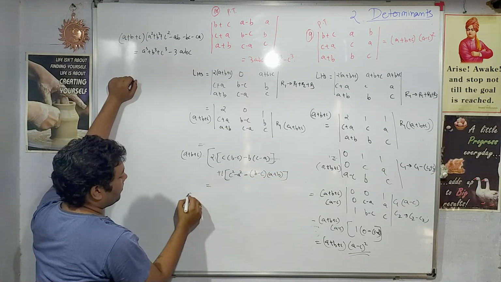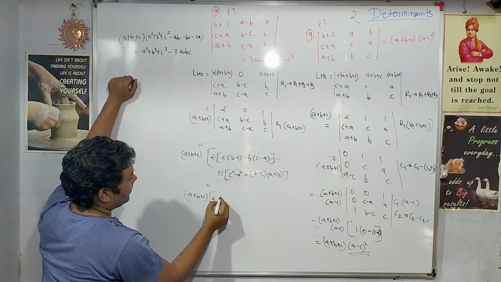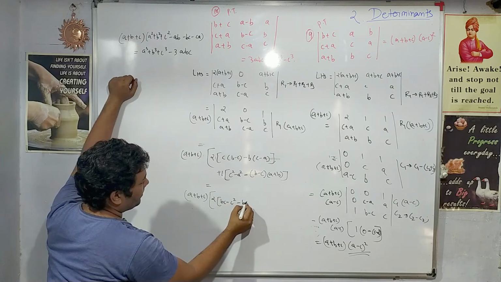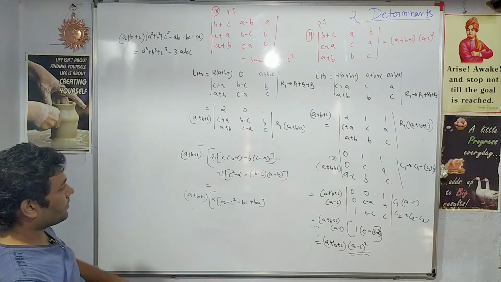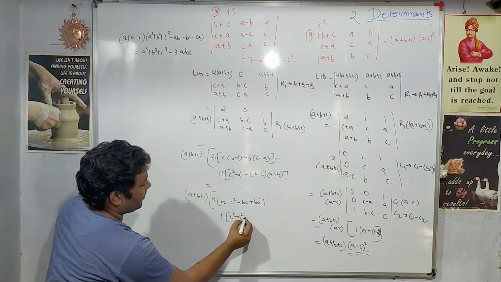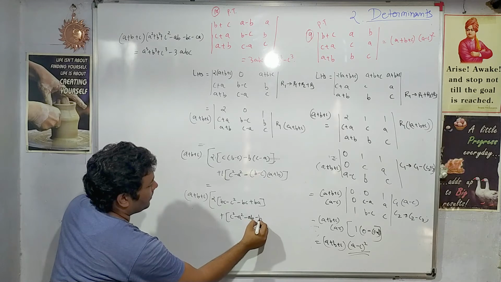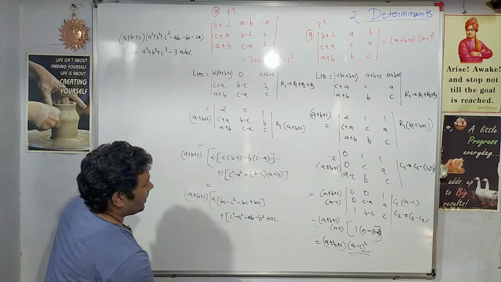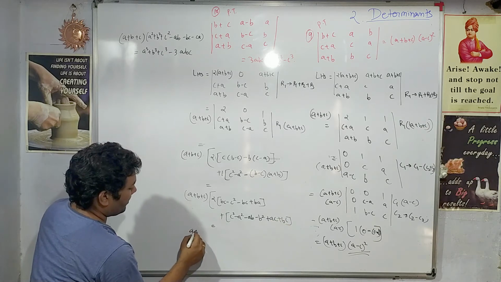So let us open the brackets. So this will give me bc minus c square minus bc plus ba, and then here plus c square minus a square minus ab minus b square plus ac and plus bc. Again further simplification.